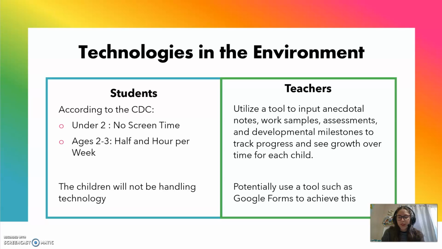So I would like to use a tool such as Google Forms in order to put in anecdotal notes, formative assessments, and developmental milestones in relation to the content so I could track the progress and growth over time in their cognitive knowledge, their developmental milestones for gross motor and fine motor, as well as their social emotional growth.